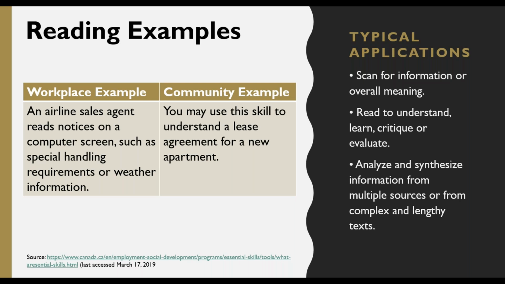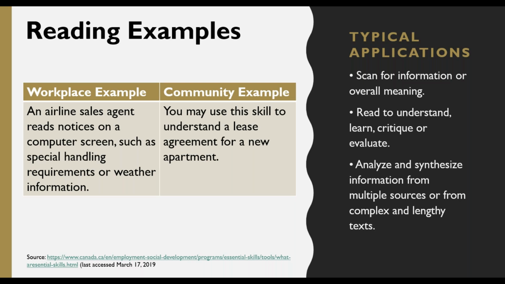Some examples, and for each of these, we have a workplace example and a community example. Again, keeping in mind that although the research focused on the workplace and on occupations in the workplace, the idea is that these skills are also transferable to life and learning. So for workplace, an airline sales agent reads a notice on a computer screen, such as special handling requirements or weather information. Although it's on a computer screen, it's digital, because it's more than a paragraph in length, it is going to count as a reading. It will be part of the reading essential skill. In the community, you might use this skill to understand a lease agreement for a new apartment.